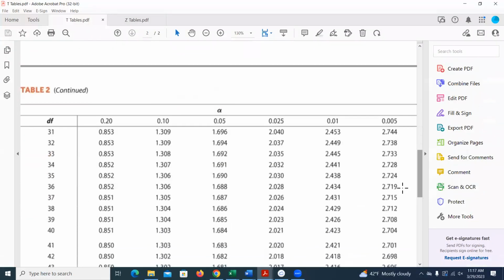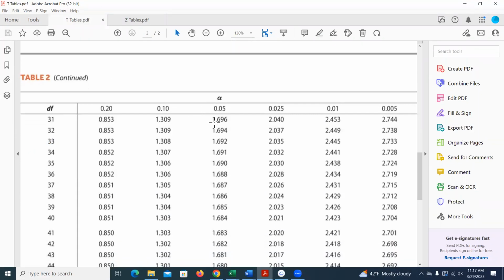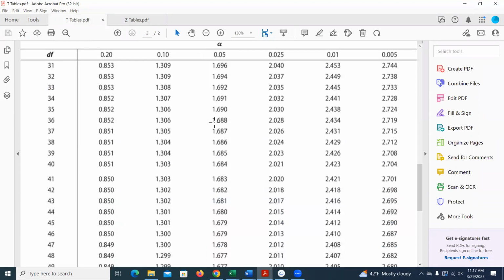Scroll down, I've got what? 0.05 is the area I wanted in my tail. And then I keep going here, and I've got degrees of freedom of 48. So 1.677 is the number of standard deviations to the left and to the right that I need to go. And now it's just a matter of getting this entered into my calculator.